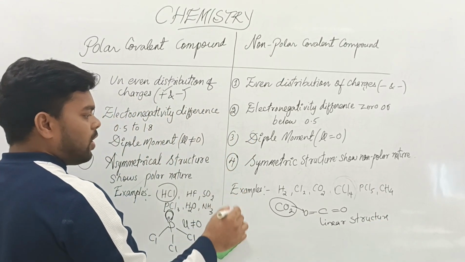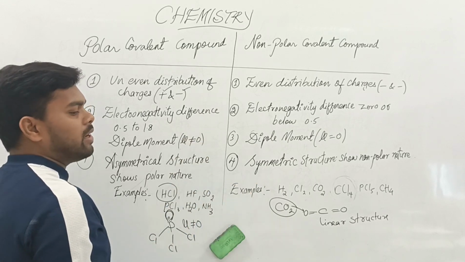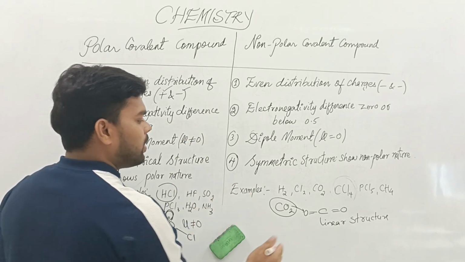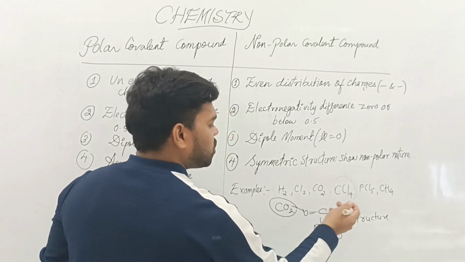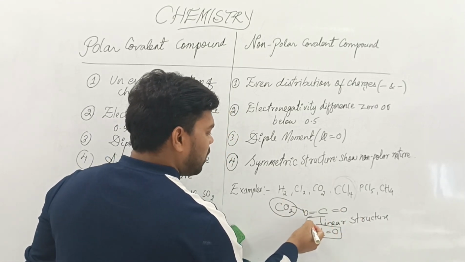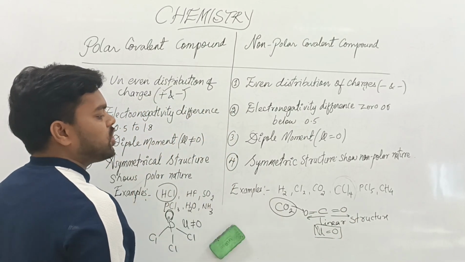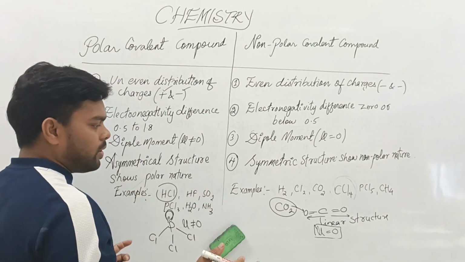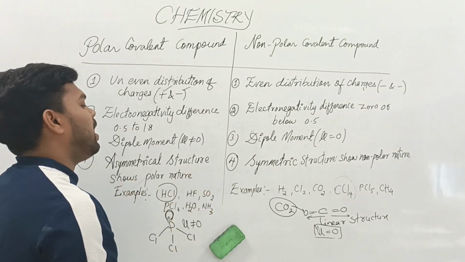Because the geometry of carbon dioxide is linear, the dipole moment will be equal to 0. The charges will cancel each other. Here, whatever force is exerted on this side, the same force will be exerted on the other side. Therefore the charge will be equal to 0, or the dipole moment will be equal to 0. They will cancel each other out.